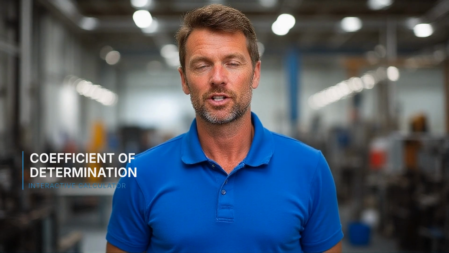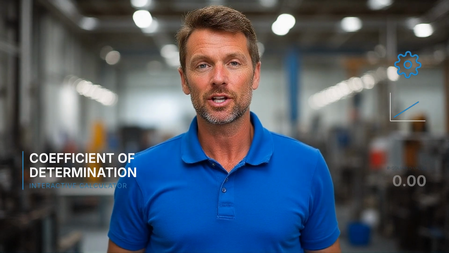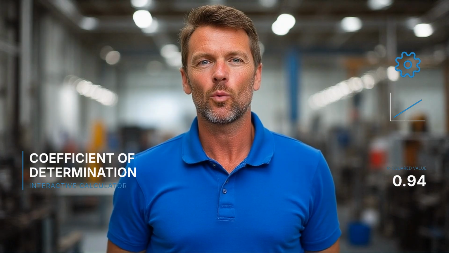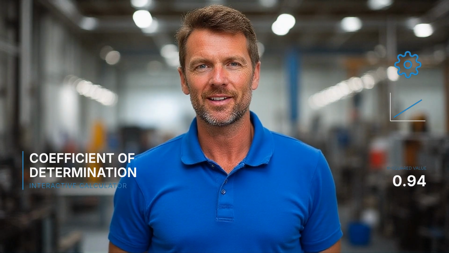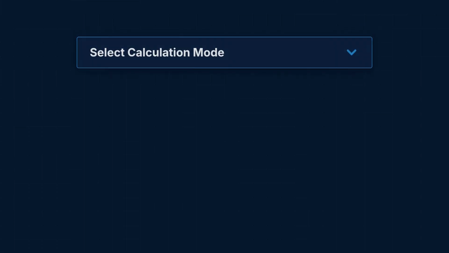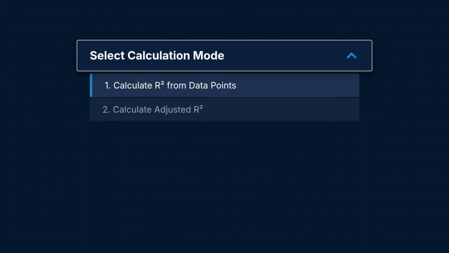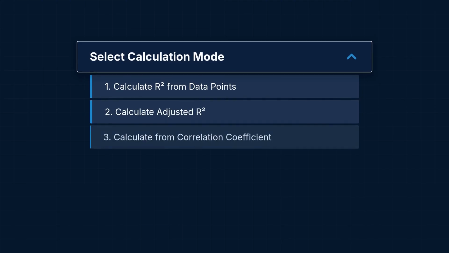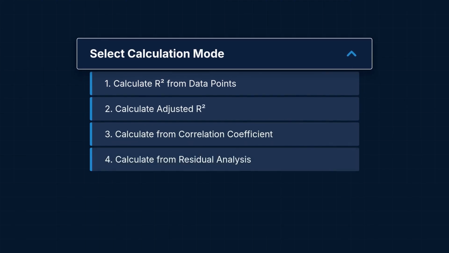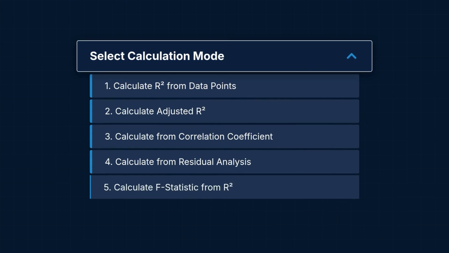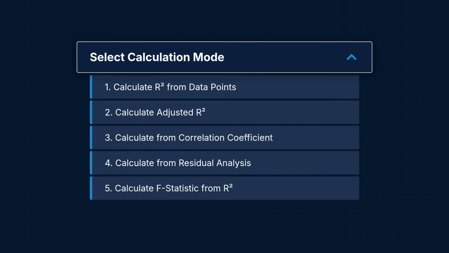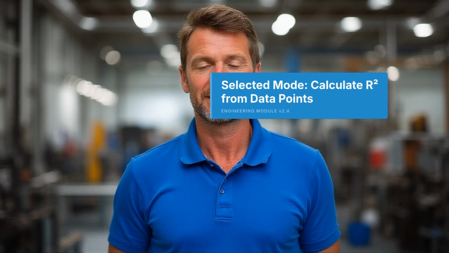The coefficient of determination. This interactive calculator helps engineers analyze how well their regression models explain variance in observed data. This calculator offers 5 calculation modes through a drop-down menu: calculate R2 from data points, calculate adjusted R2, calculate from correlation coefficient, calculate from residual analysis, and calculate F statistic from R2. For this demonstration, I'm using calculate R2 from data points.